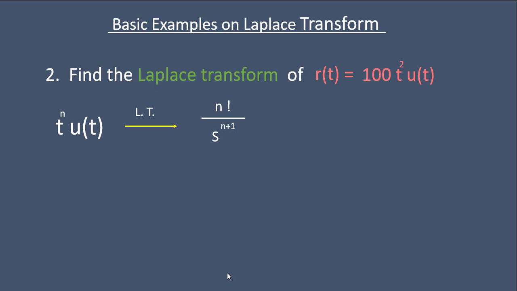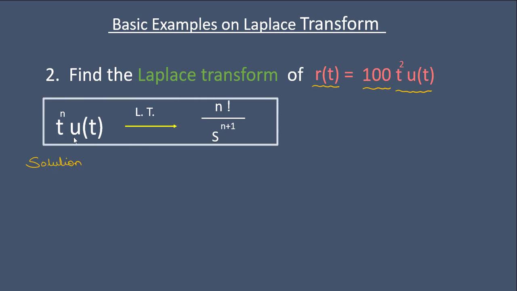Let us go to question number 2. Question number 2 says: find the Laplace transform of the signal r of t, where the signal is 100 t square u of t. Again we have t square u of t, so it is the form of a parabolic signal. I have already written the standard signal, which is t raised to n u of t. Its Laplace transform is n factorial upon s raised to n plus 1.